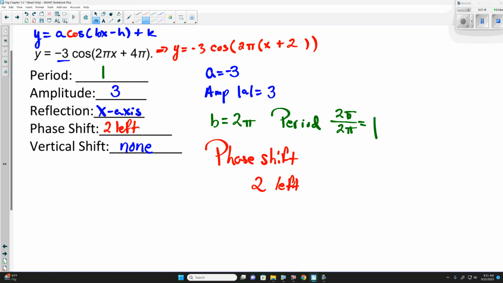Since it's plus on the inside, it should be minus. It's moving to the left. The other way we could have done this is to calculate h over b. Well, the h value is 4 pi over 2 pi, leaving us with 2. We know it should be negative, so it's moving left 2.